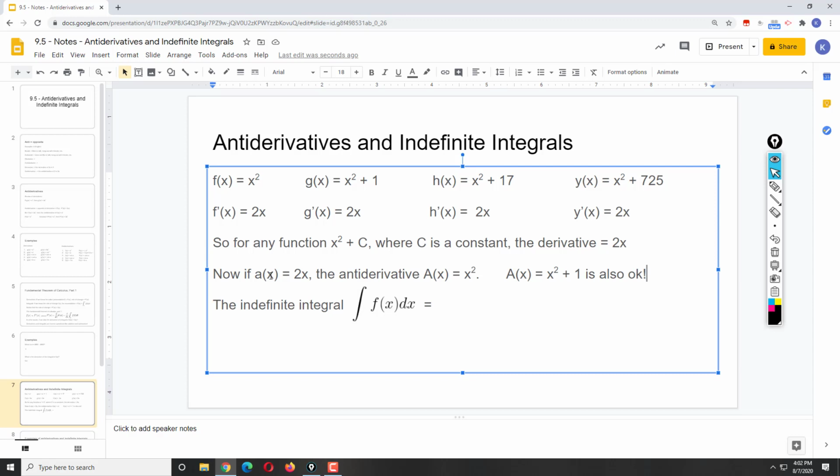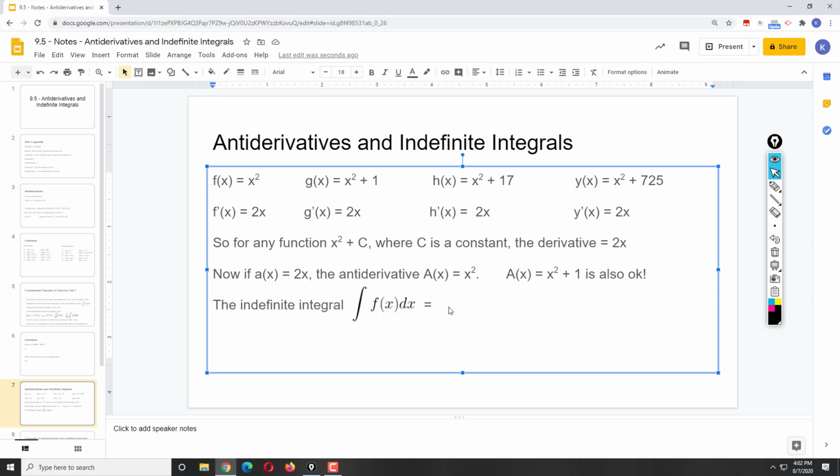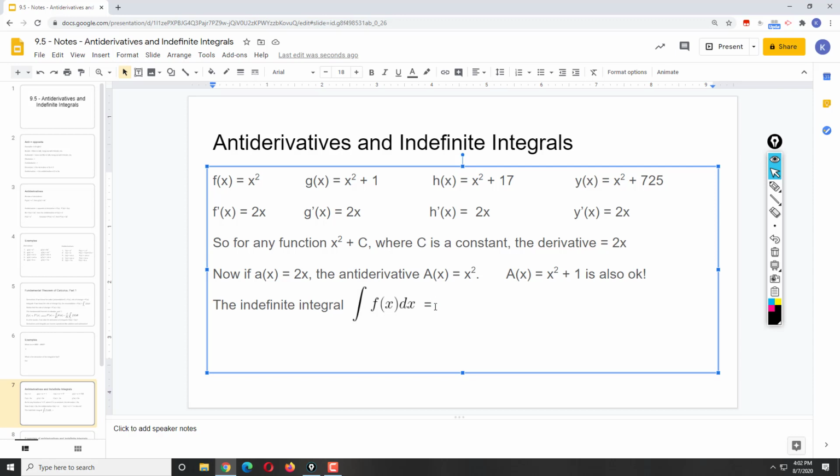Now, in the last lesson, we wrote areas under the curve in terms of integrals. And we know that we can approximate that with Riemann sums. Well, if we don't care about our boundaries, we have this thing called the indefinite integral, just the integral of f of x dx. If we have f of x equal to 2x, then the indefinite integral, just like the antiderivative, is going to be x squared, but we also have to do plus c because this is the general form.